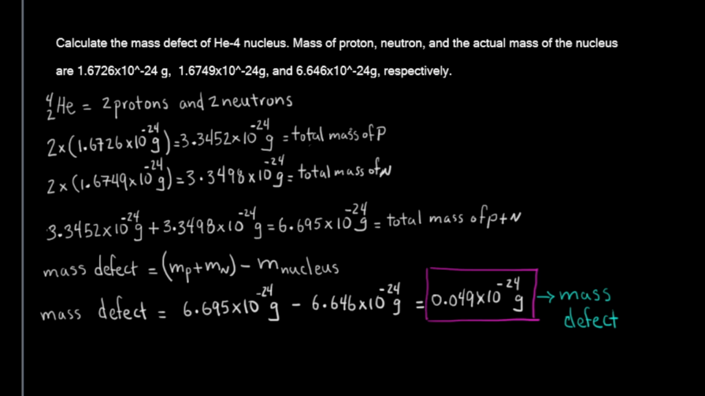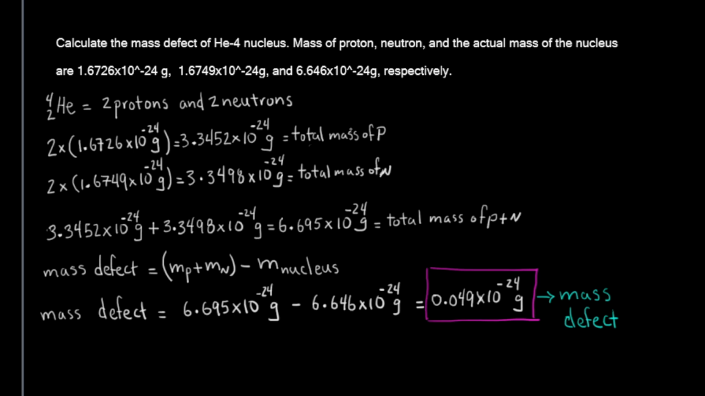Since the helium-4 nucleus is composed of 2 neutrons and 2 protons, we need to add the total masses of free protons and neutrons that we just obtained. After we sum the two masses of free protons and neutrons, we get a value of 6.695 times 10 to the minus 24 grams. This is the total mass of free protons and neutrons.